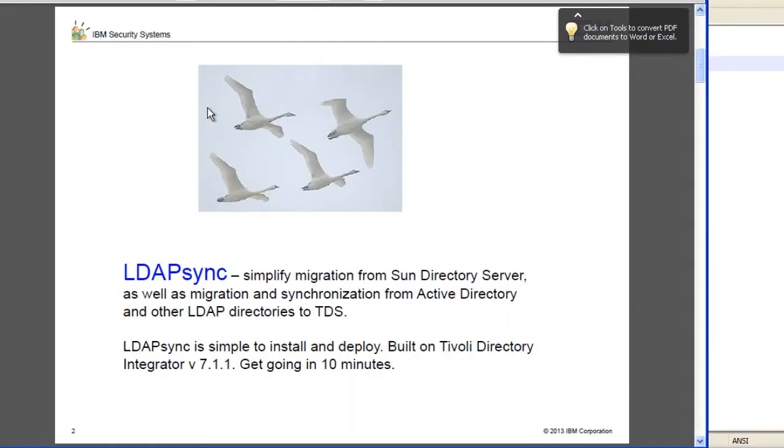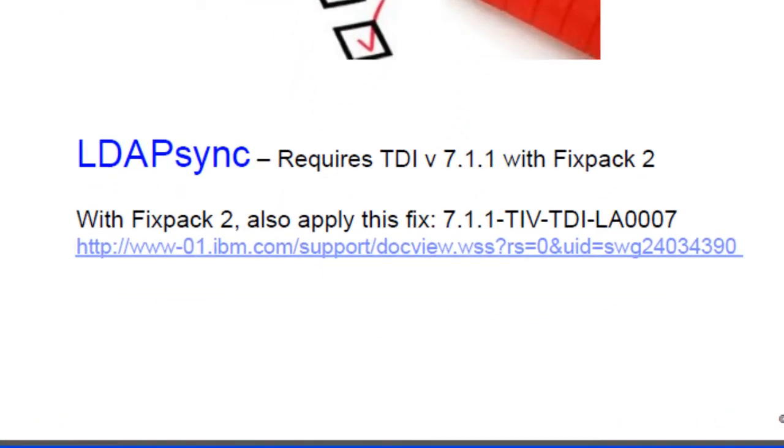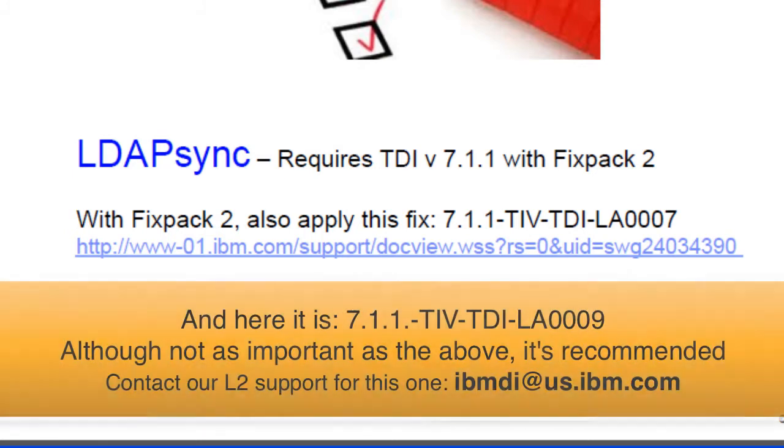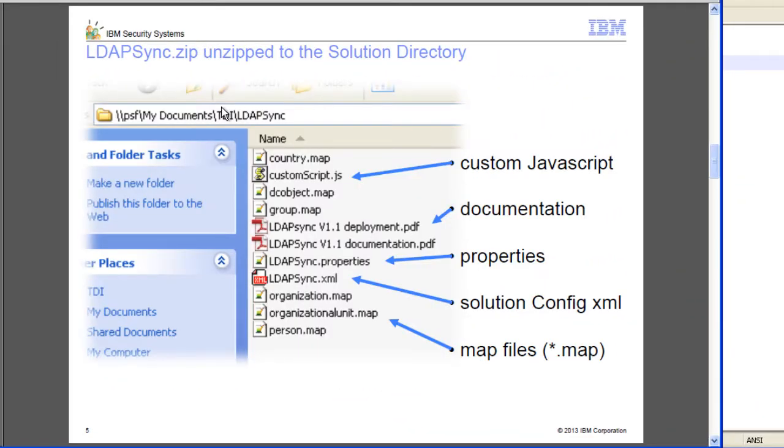And I'm going to step down here, first to this page, to simply point out that to run LDAPSync, you have to have at least TDI version 7.1.1 with the FixPack 2 installed. And you're also going to need to apply the following fix. Now there's an additional fix also, which will be available very shortly, which is recommended to use. Then there's a page here which simply talks about the types of files.